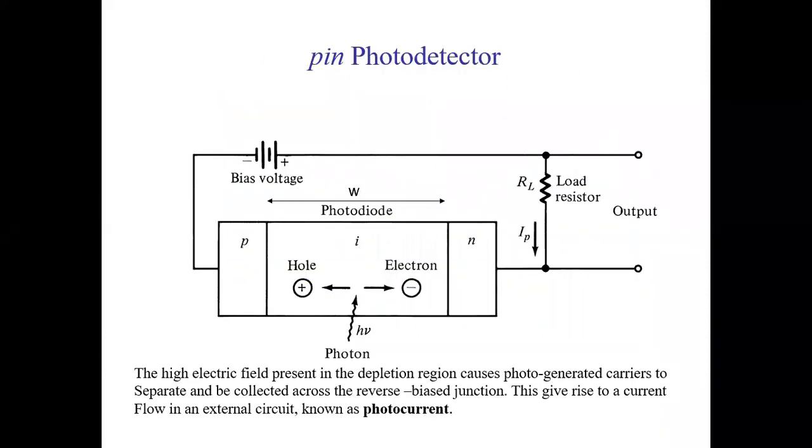So there's the structure, a typical circuit diagram of a PIN photodetector. The high electric field present in the depletion region causes the photo-generated carriers to be separated and collected across the reverse bias junction, which gives rise to a current flow in the external circuit known as the photocurrent.